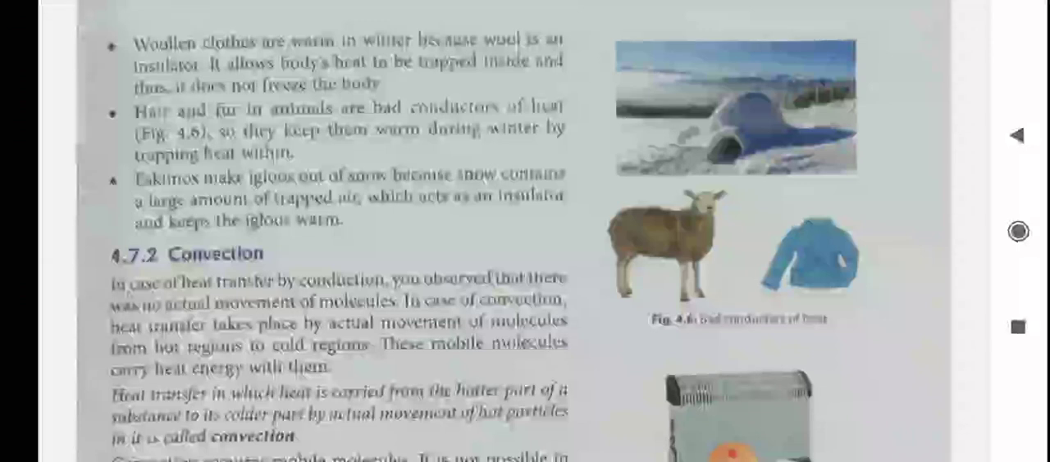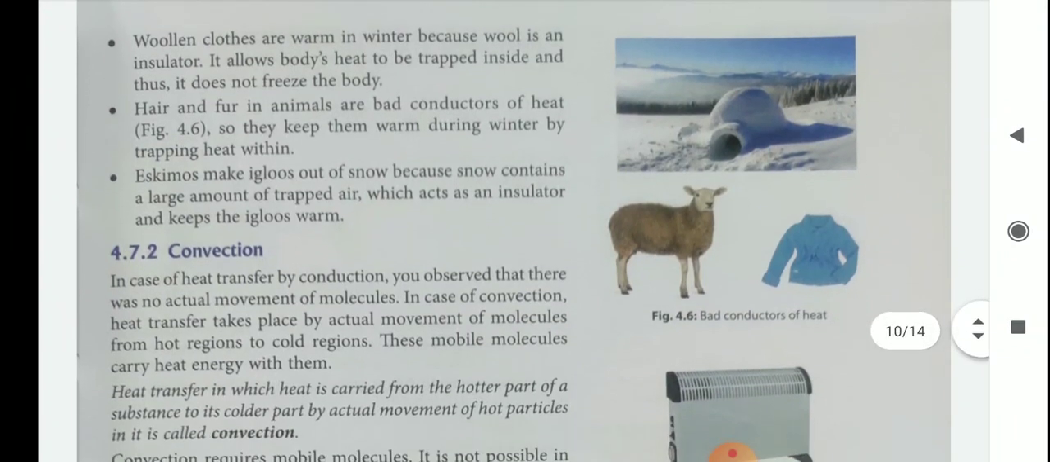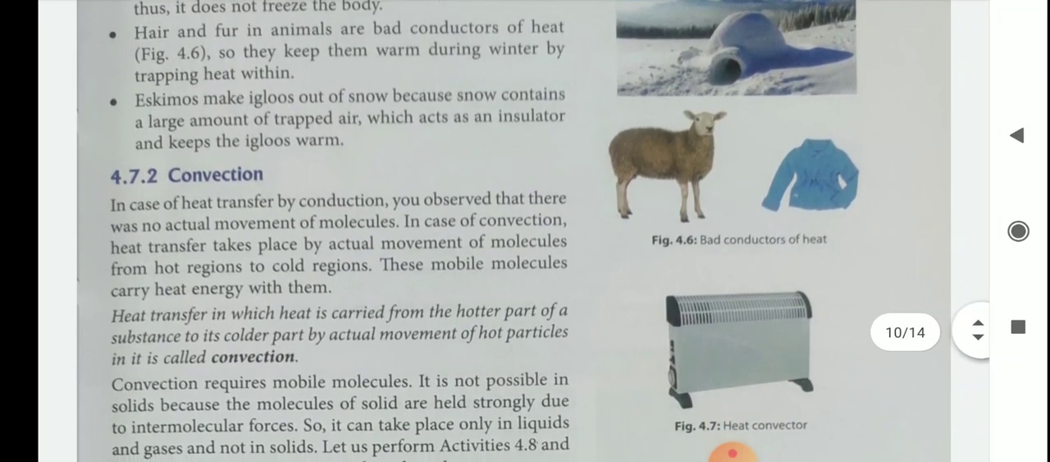Hair and fur in animals are bad conductors of heat. So they keep them warm during winter by trapping heat within. Eskimos make igloos out of snow because snow contains a large amount of trapped air which acts as an insulator and keeps the igloos warm. Now you have some idea about conduction.